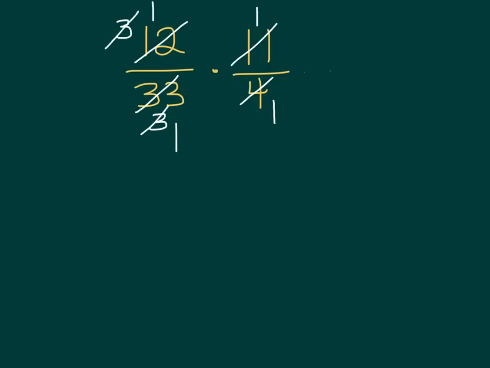Now look what happens when I multiply straight across. 1 times 1, that gives me 1. And on the bottom, I also have 1 times 1, which is 1. 1 over 1 is the same as 1. So there is my final answer.